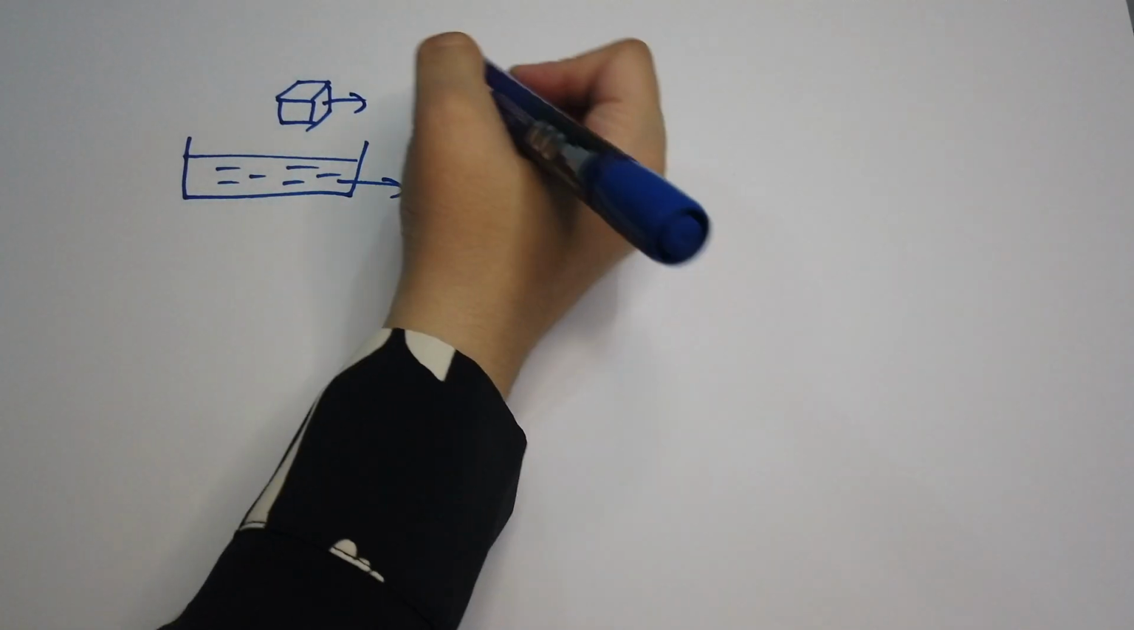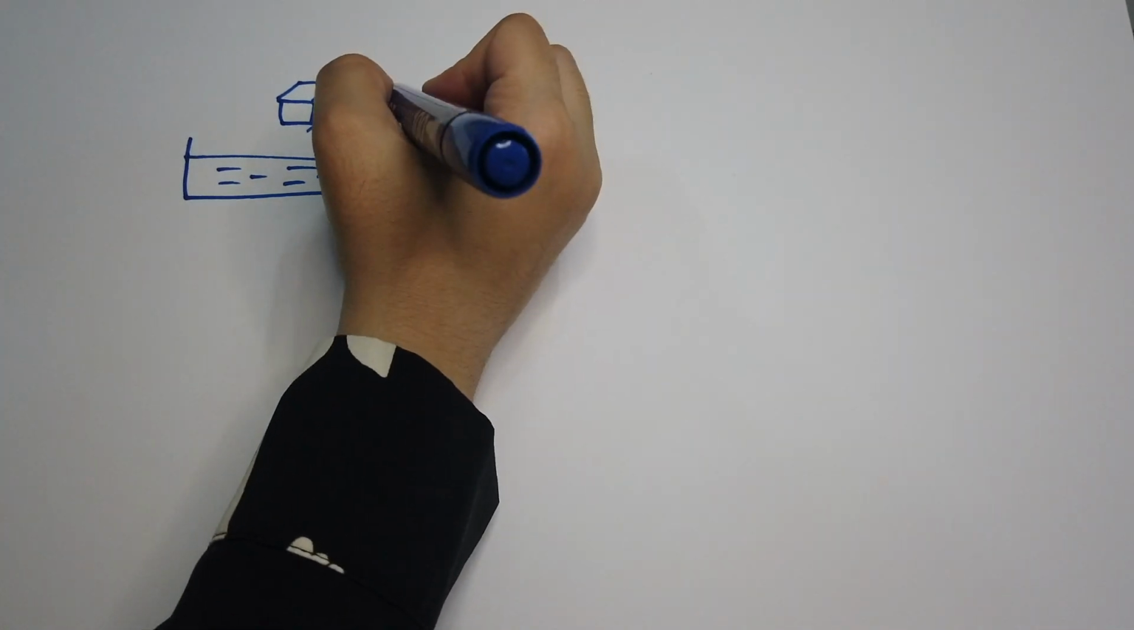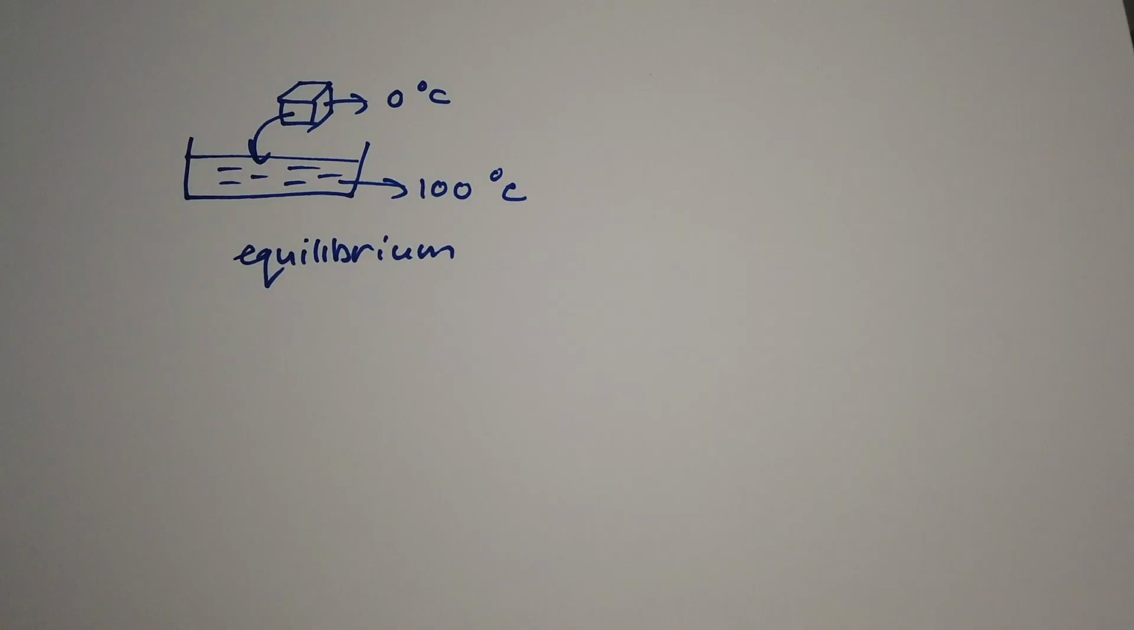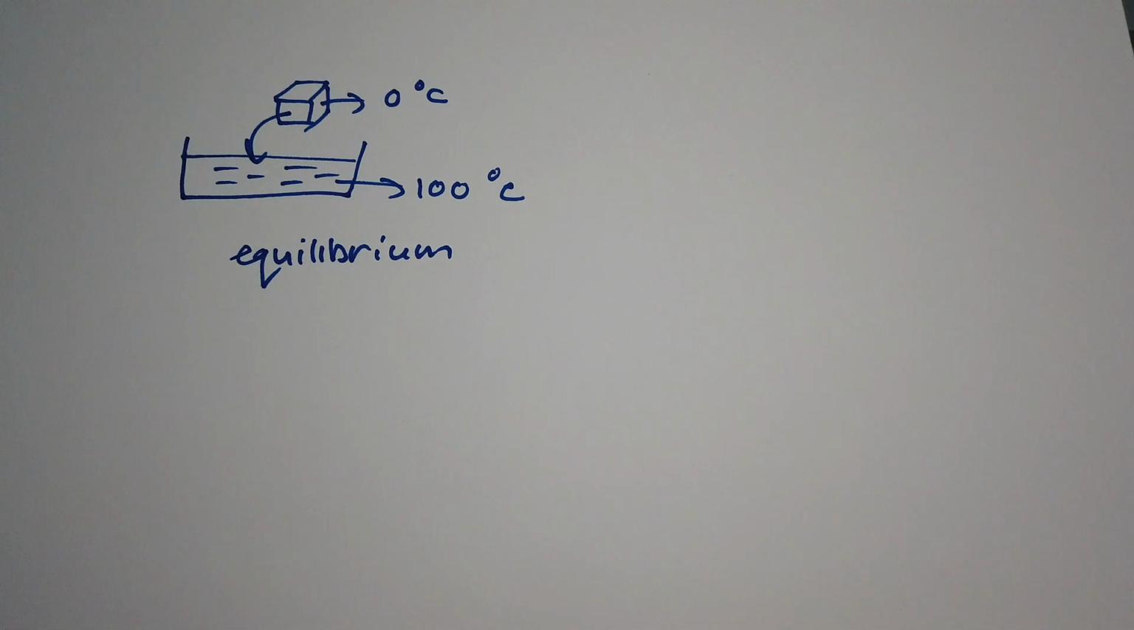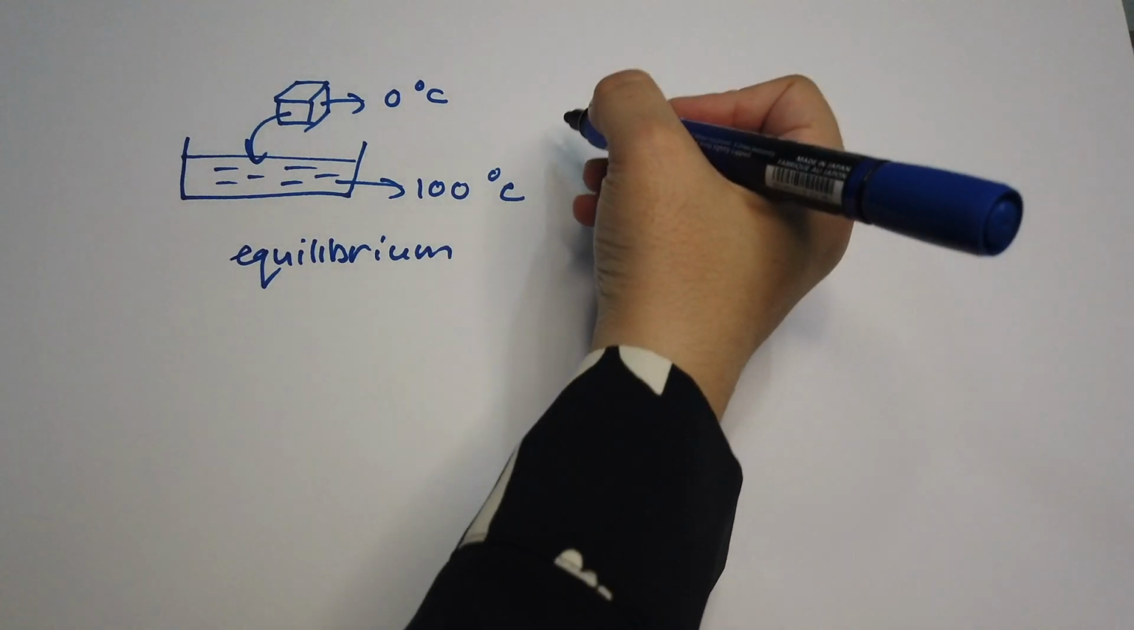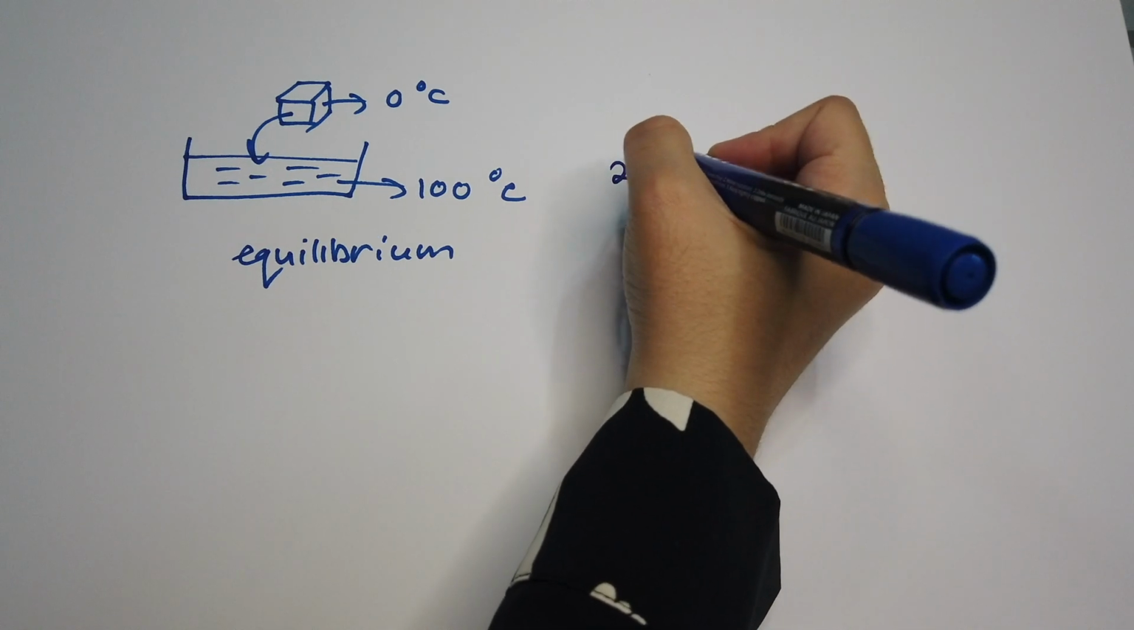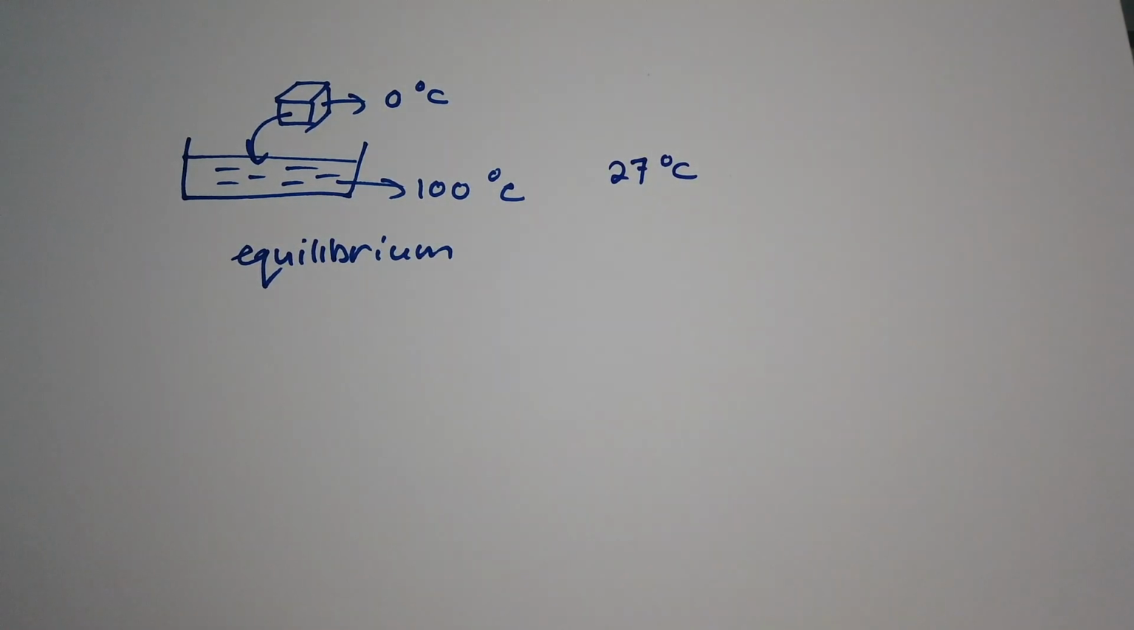So this ice block, definitely, because it's ice, should be 0 degrees Celsius. At equilibrium, it means that it's going to turn into room temperature. For example, we are choosing that at the end it will be 27 degrees Celsius. So what's going to happen? It will follow the first law, the conservation of energy. The conservation of energy states that energy cannot be destroyed.